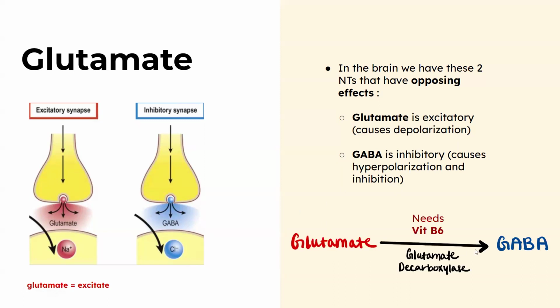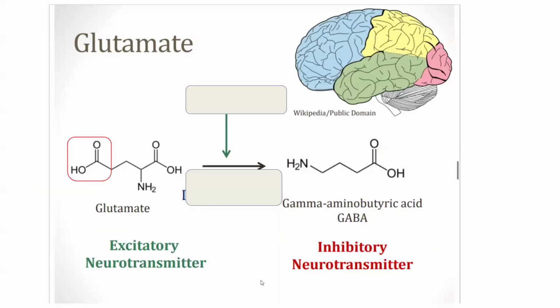And the way that glutamate gives us GABA is by an enzyme known as glutamate decarboxylase. Glutamate decarboxylase also needs vitamin B6. And again, you could look at it, it makes sense. You'll see that the carboxyl group, COOH, is going to be lost, and you're going to form GABA.